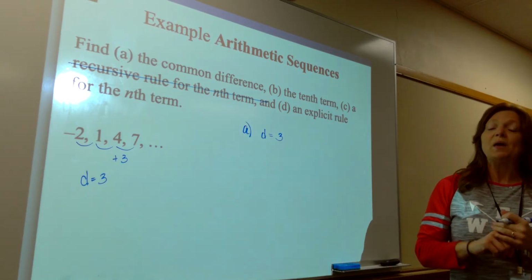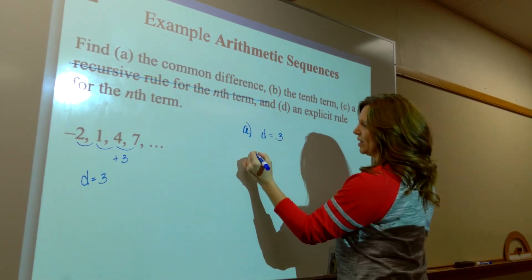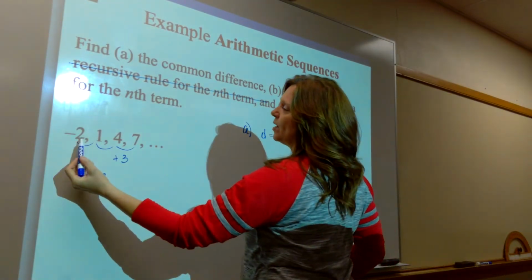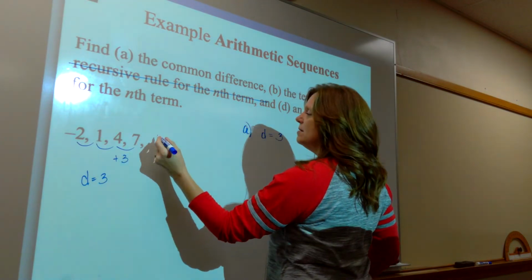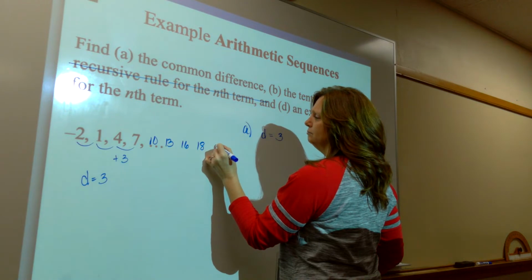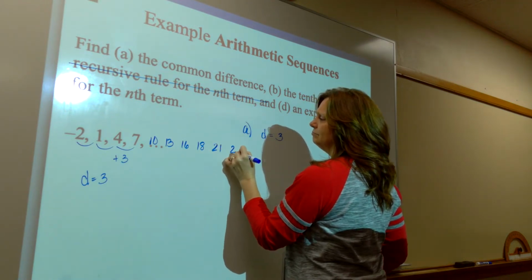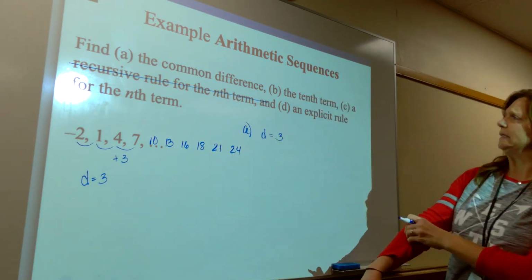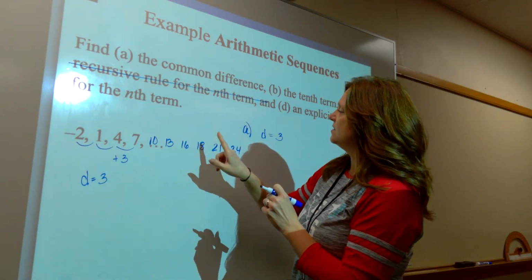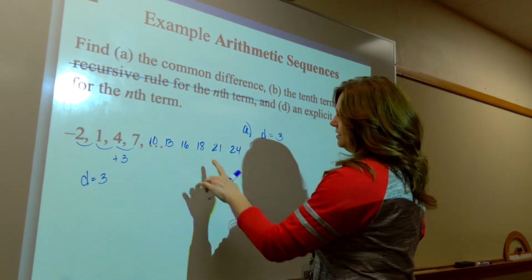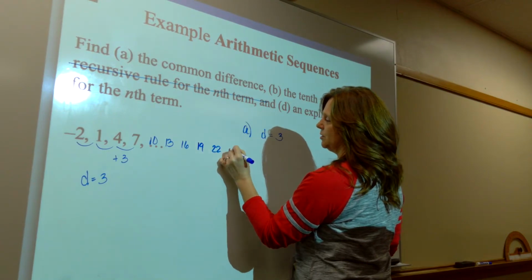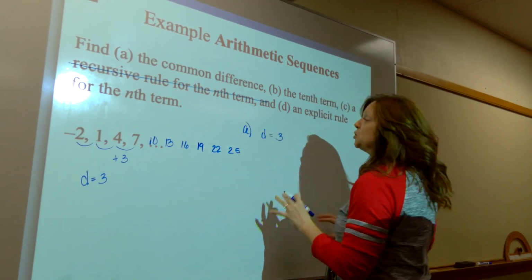Find the 10th term. Now this you can do at this point, and just continue to add 3 to find the 10th term. So we have 1, 2, 3, 4, 5, 6, 7, 8, 9, 10. Did I do that right? First, second, third, fourth, fifth, sixth, seventh. Oh, right here I messed that up, didn't I? That's not adding 3. So that would be 19, add 3 would be 22, add 3 would be 25, right?